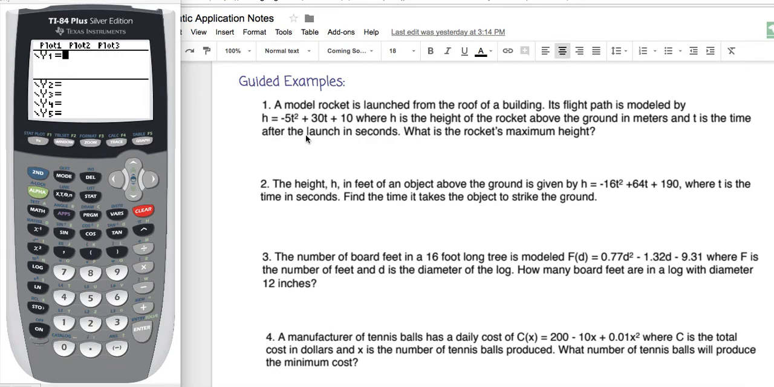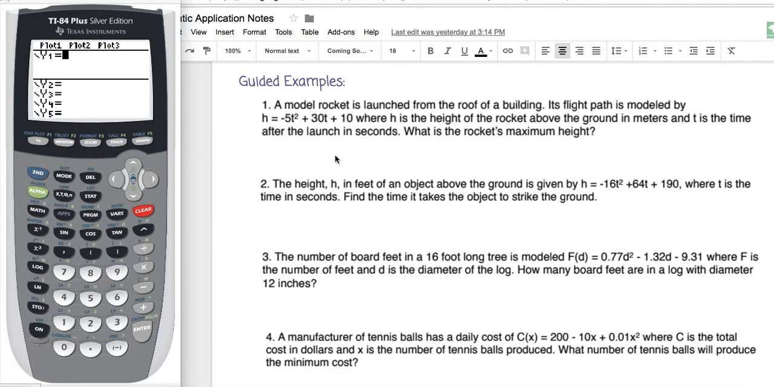In this video, we're going to look at example 1 of quadratic applications. Example 1 says a model rocket is launched from the roof of a building. Its flight path is modeled by h equals negative 5t squared plus 30t plus 10, where h is the height of the rocket above the ground in meters, and t is the time after the launch in seconds. What is the rocket's maximum height?